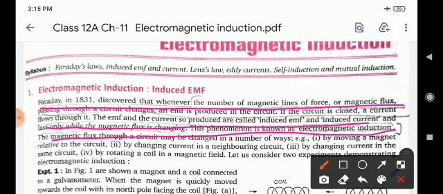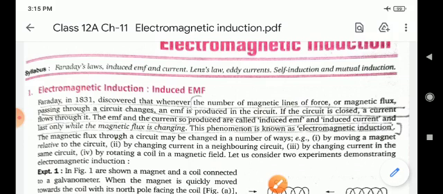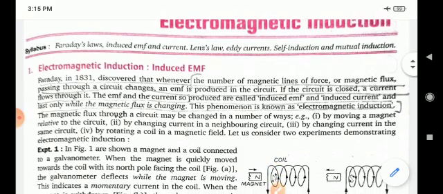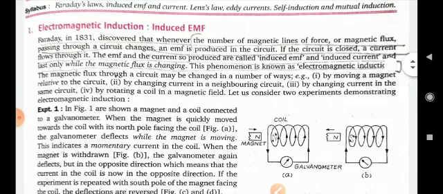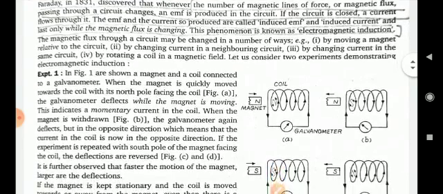Okay children? The magnetic flux through a circuit may be changed in a number of ways. Point one, by moving a magnet relative to the circuit. Second, by changing current in a neighboring circuit. Third, by changing current in the same circuit. Fourth, by rotating a coil in the magnetic field. Let us consider two experiments demonstrating electromagnetic induction. Experiment number 1.